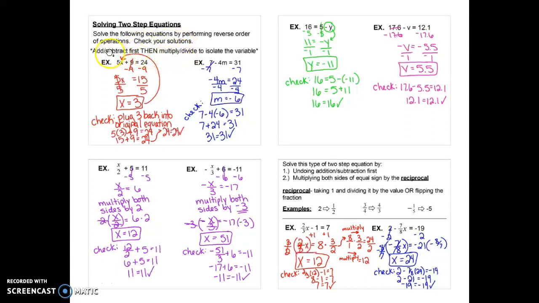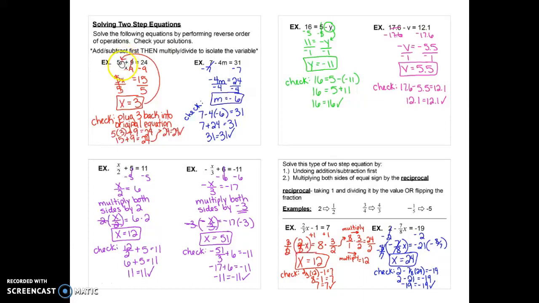We're going to add and subtract first, then we're going to multiply and divide to isolate the variable. Isolate the variable means we want to get that variable completely by itself. I don't want anything else attached to it on the same side of the equal sign. So we're doing reverse order of operations because we're adding and subtracting first, then we're going to worry about multiplying and dividing. Okay, so our first example, we had 5x plus 9 equals 24.